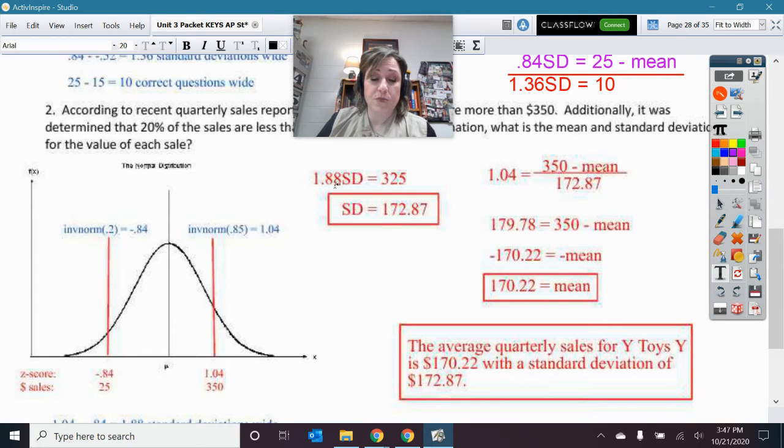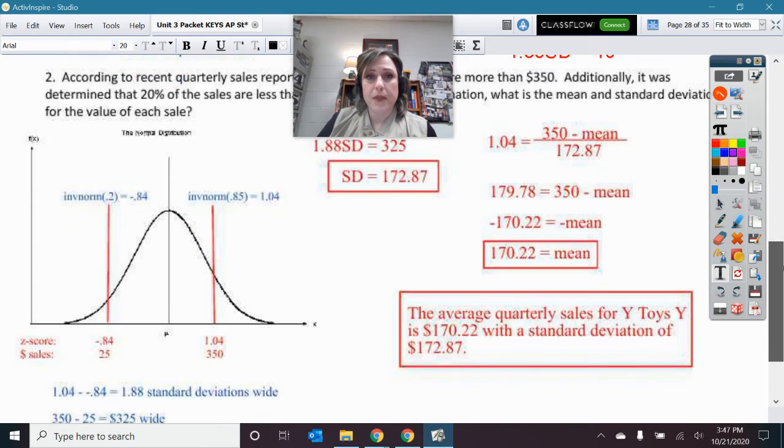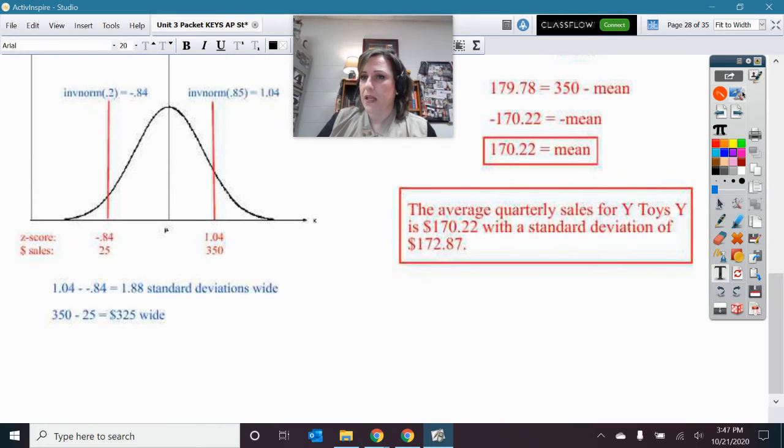But that looks right when I do that dividing. So anyway, okay, so there we go. All right, next, moving on.